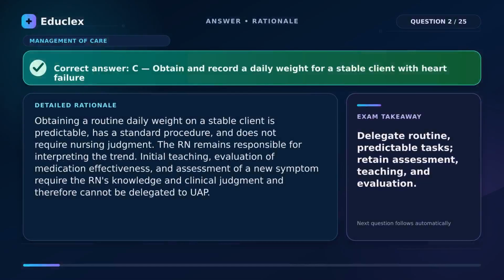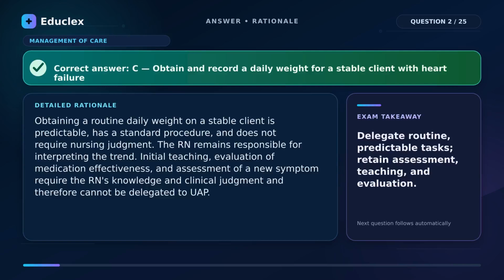The correct answer is C. Obtain and record a daily weight for a stable client with heart failure. Here is the rationale. Obtaining a routine daily weight on a stable client is predictable, has a standard procedure, and does not require nursing judgment. The RN remains responsible for interpreting the trend.